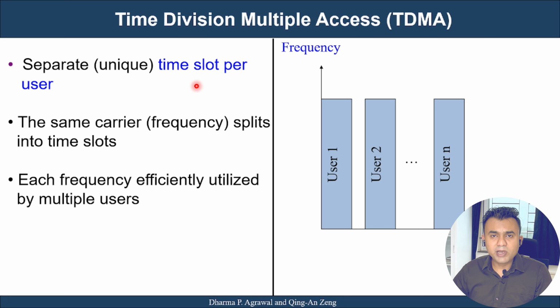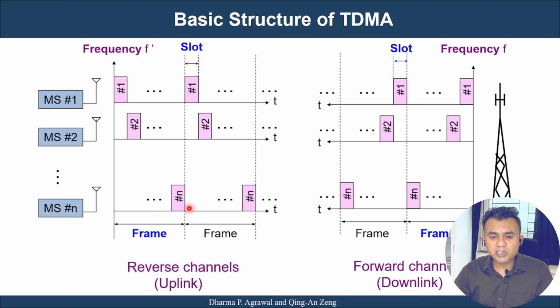Which means one particular time slot is dedicatedly allocated to a particular user, right? And the carrier frequency remains the same. However, they are split in terms of time slots across multiple users. The advantage is each frequency is efficiently utilized by multiple users, right? We are splitting them by time slots. The problem is the wait duration would be higher because each user has to wait.